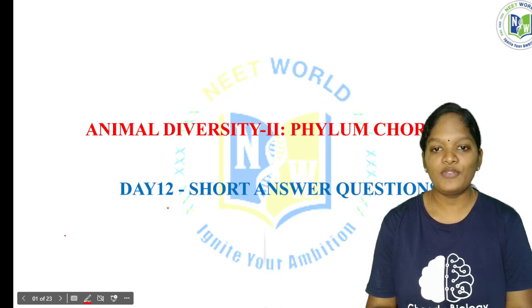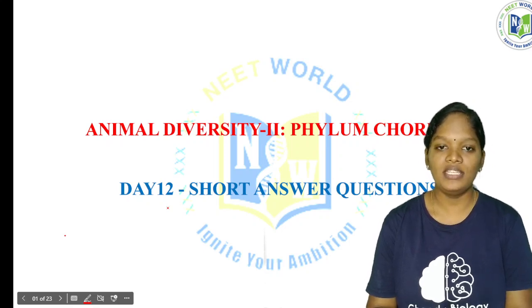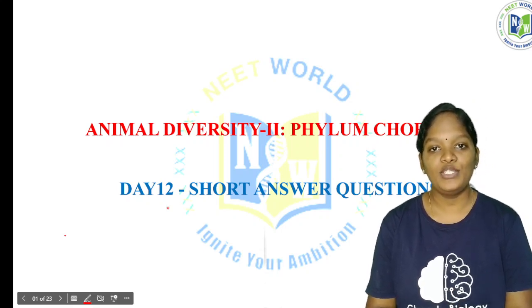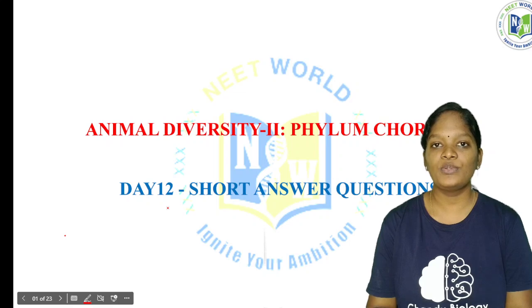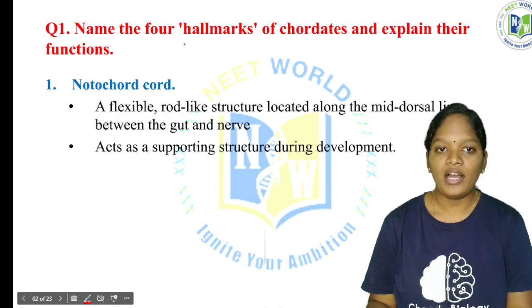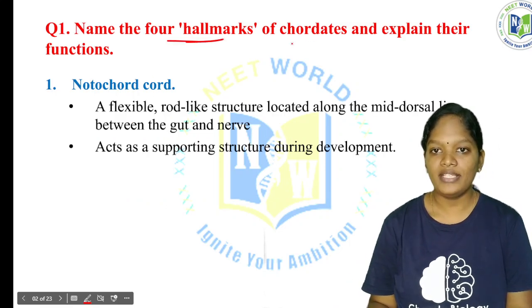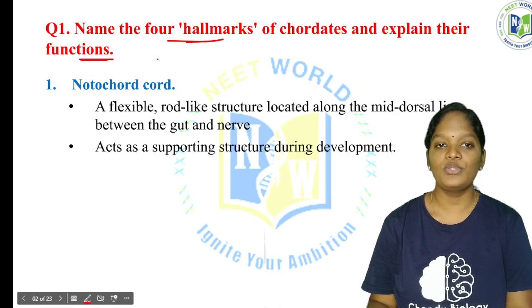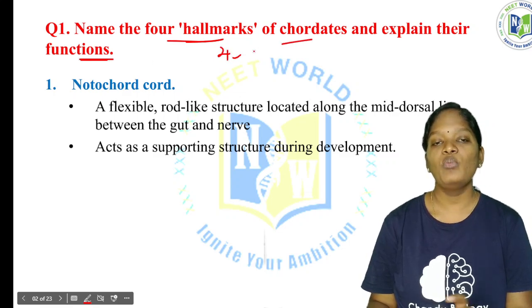So in today's class we are going to discuss the short answer questions in the chapter Animal Diversity 2. This lesson is going to deal completely with phylum Chordata. The first question is: name the four hallmarks of the chordates and explain their functions. So we have to explain four important characteristics of chordates and their functions.